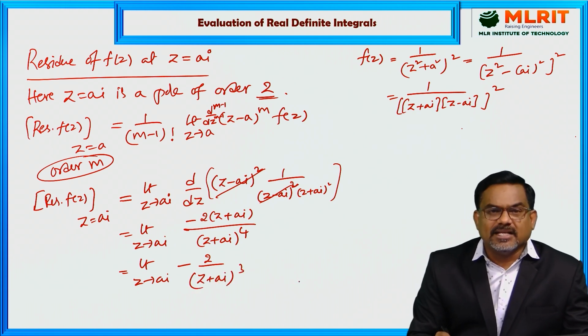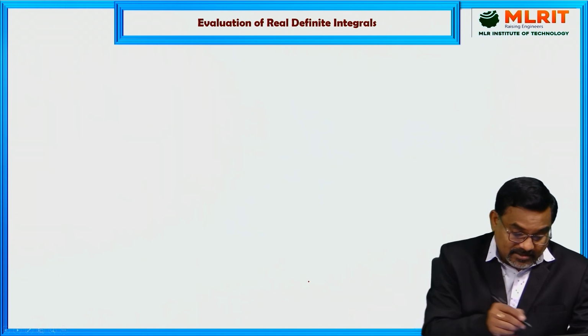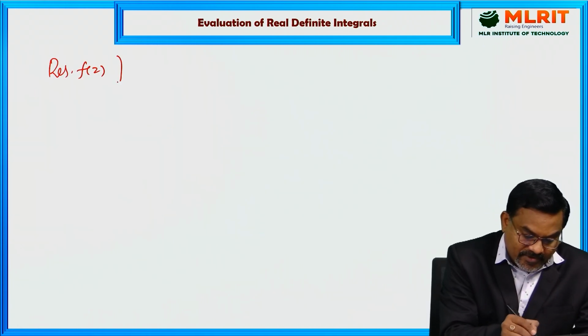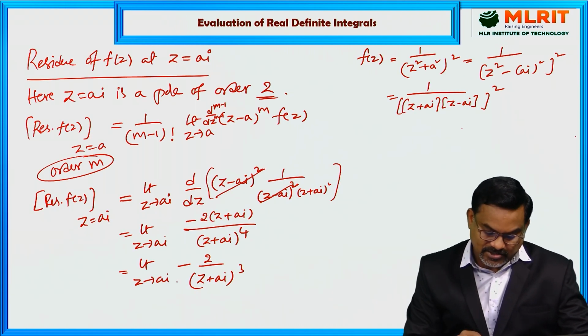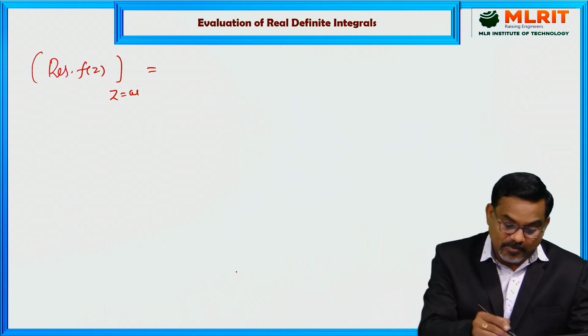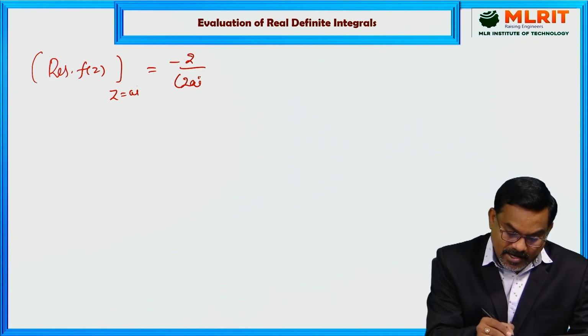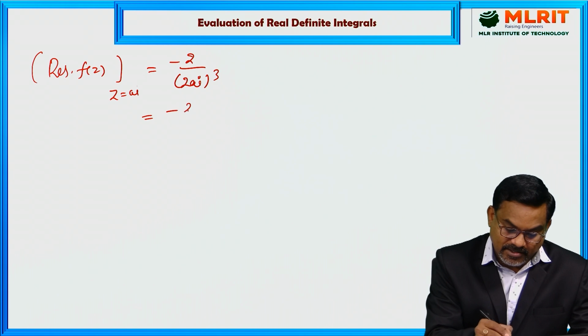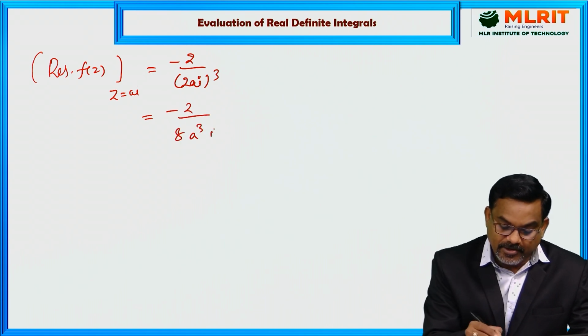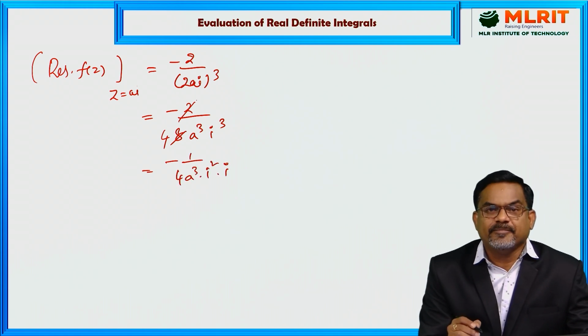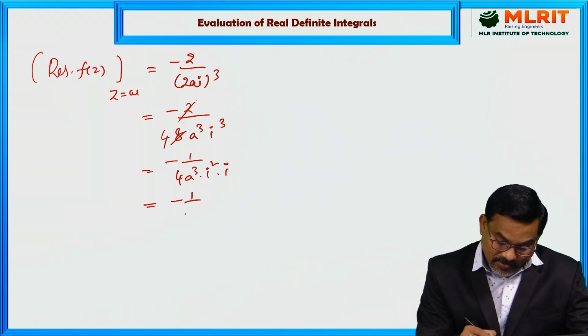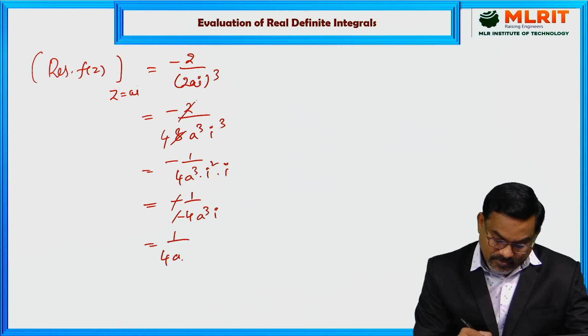Now, by applying the limit as z tends to ai, we get the residue of f at z equal to ai is equal to minus 2 by (2ai) whole cube, which is minus 2 by 8 a cube into i cube, that is 4 times. So, minus 1 by 4 a cube into i cube, and i cube can be written as i square into i, and i square is minus 1. So, minus 4 a cube i, and again these two cancel, giving 1 by 4 a cube i.